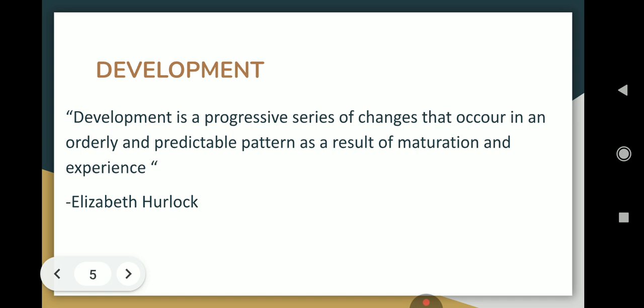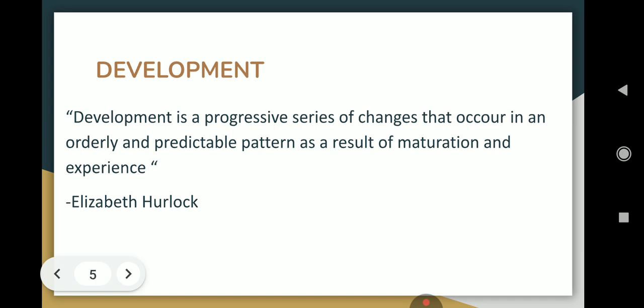If you take development, this is the definition by Elizabeth Hurlock. Development is a progressive series of changes that occur in an orderly and predictable pattern as a result of maturation and experience. By progressive we mean development moves forward step by step.